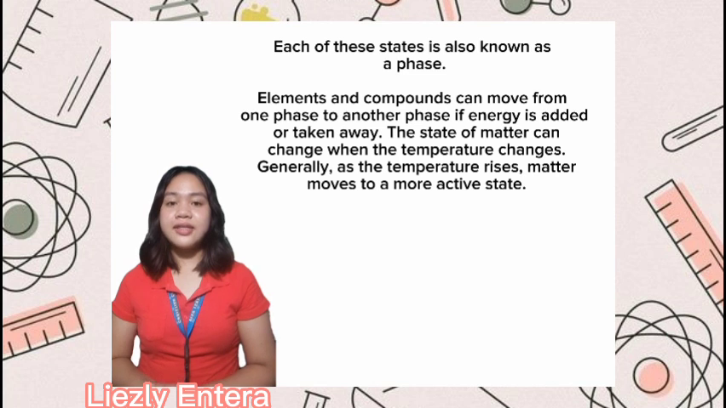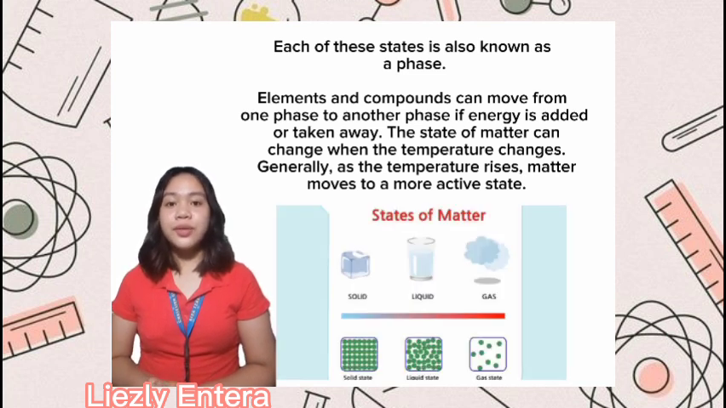Each of these states is also known as a phase. Elements and compounds can move from one phase to another phase if energy is added or taken away. The state of matter can change when the temperature changes. Generally, as the temperature rises, the matter moves to a more active state.